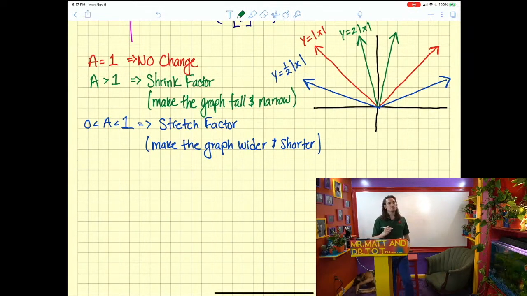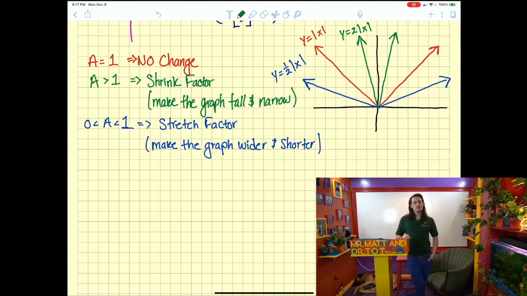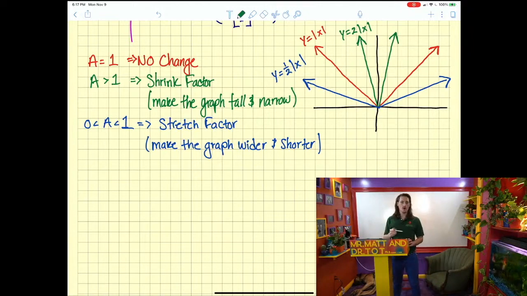It may seem counterintuitive that when the a value is greater than 1, it shrinks. It's a shrink factor, but it shrinks because the y is expanding so quickly, so it's getting super tall. So for the same input as x, it's going up 2, 3, 4, 5, however many times larger on the y. So each x is now expanding that many times more on the y. So it's getting very tall. So from that same window or viewing perspective, it looks like the graph is shrinking.